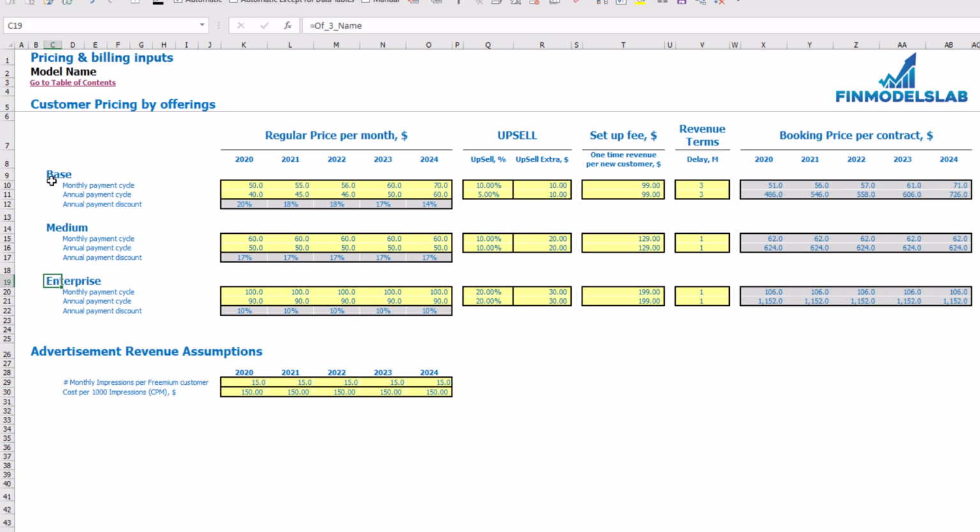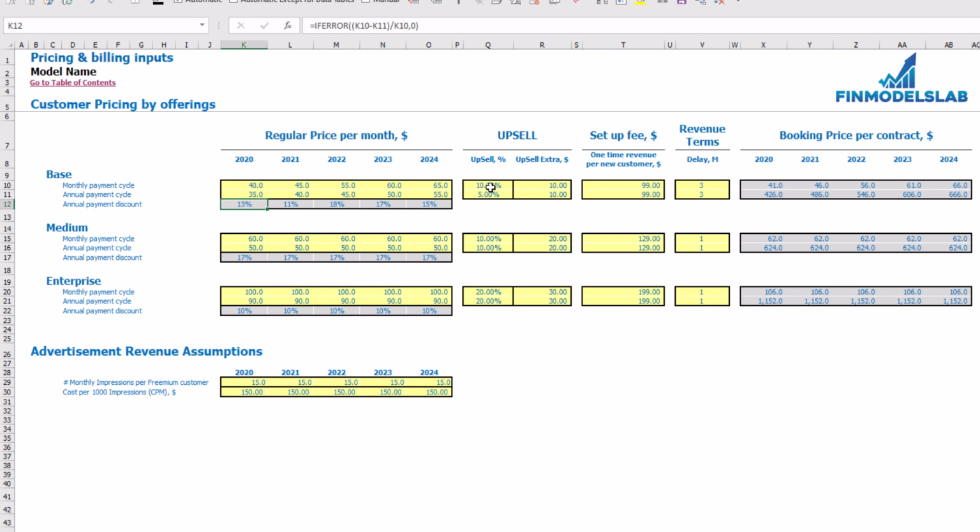Let's pretend for the base offering for the monthly payment cycle it will be $40, $45, $50, $60 and $65. For the annual payment cycle you should input also the regular price per month but with annual discount. For example, this can be 35, 40, 45, 50 and 55. So in here you may see the calculation of your payment discount.